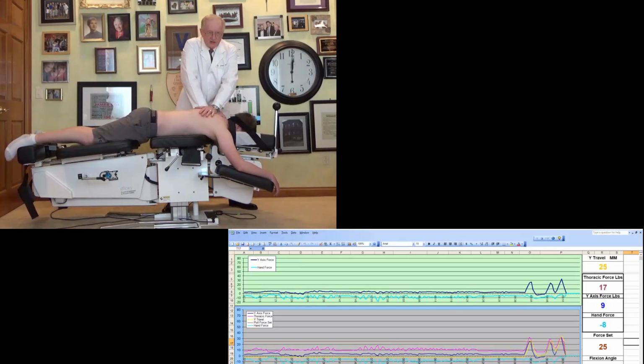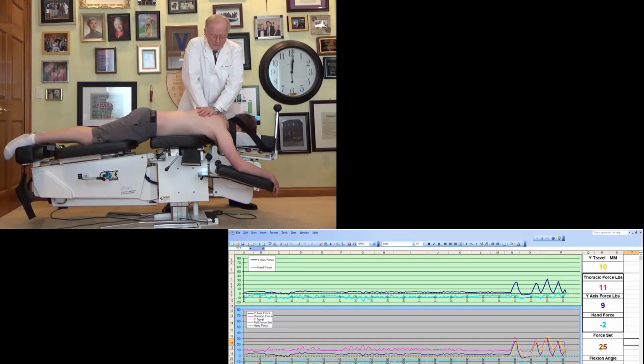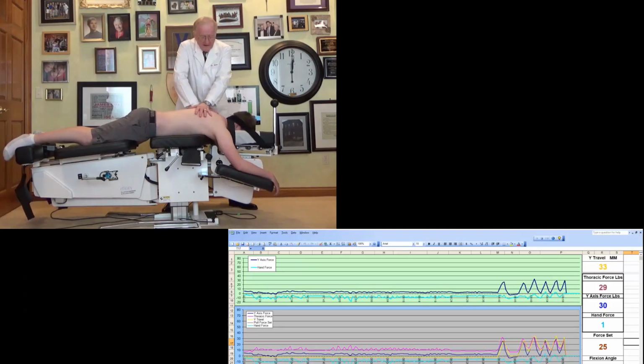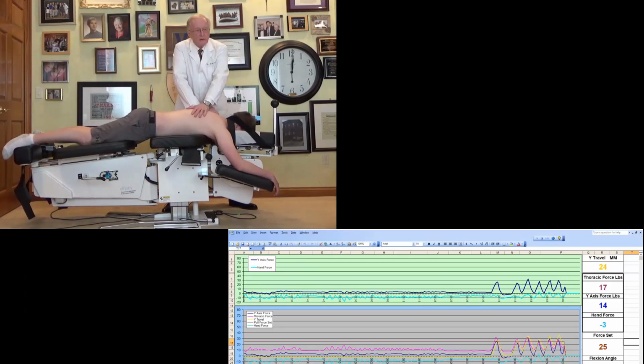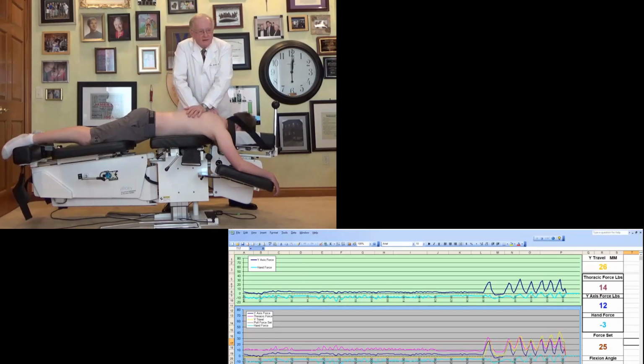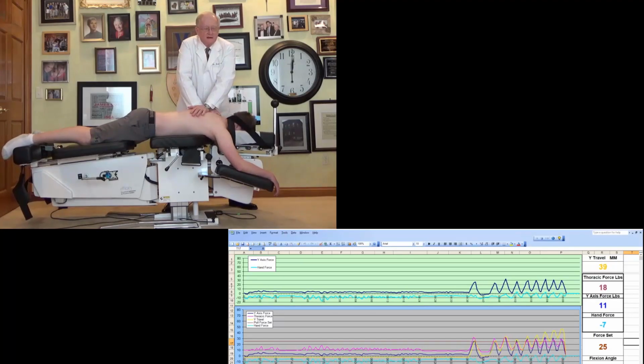Let the distraction increase the disc space, drop the intradiscal pressure, increase the foraminal area, and as we do this, we will get cavitation, as long as there's any nitrogen gas in the facet.